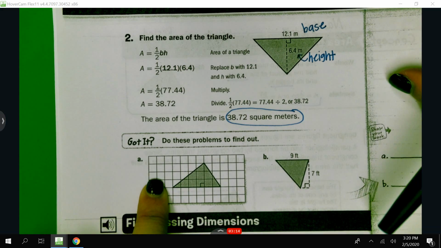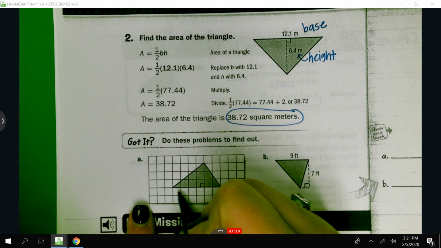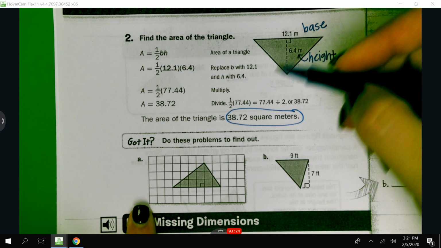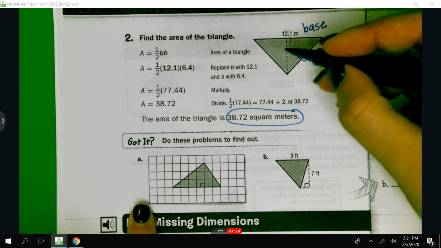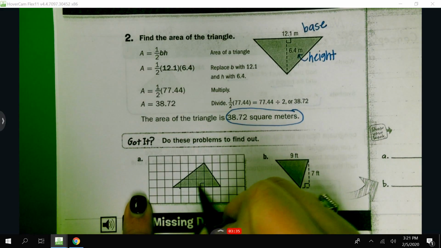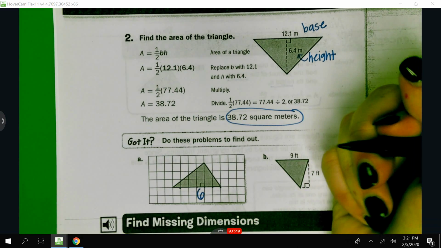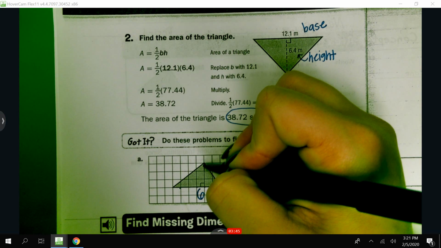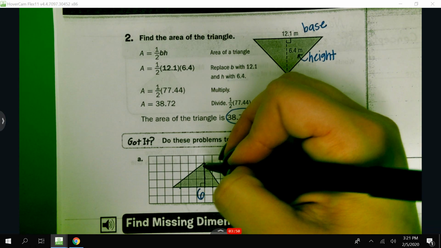Alright, so looking at example A. First, I need to find my base and my height. So my base is going to be the bottom. So it's basically what the triangle is sitting on. But remember, it's not always what it's sitting on, because in this case my triangle was flipped upside down. Your base is just that flat side. So example A, my base is 1, 2, 3, 4, 5, 6. My height, remember, that is normally the dotted line that starts at the point. So in this case, your height is right here. So your height is 1, 2, 3.